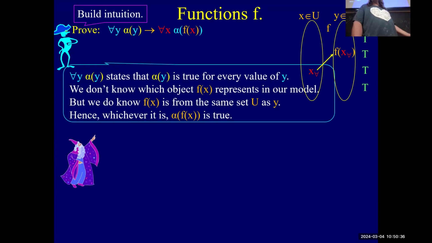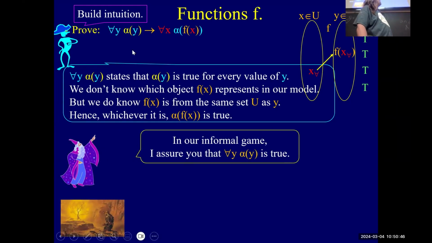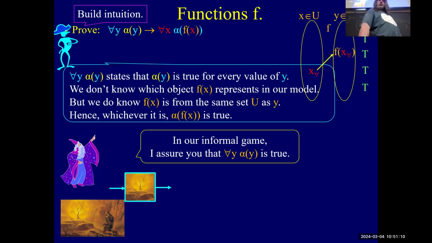People good with that? No? Say something. Good. We got at least one good. This says it's true for every object. This says you give me an arbitrary x, I don't know what it maps to, but I do know it maps to an object in my universe. And I know that alpha is true for every object in my universe. So I know alpha is true for my object. Everybody buy that?